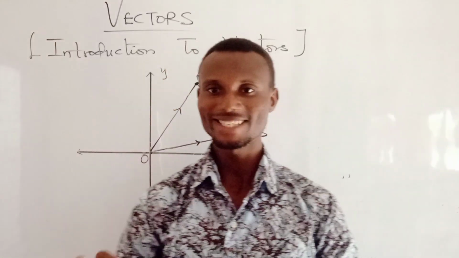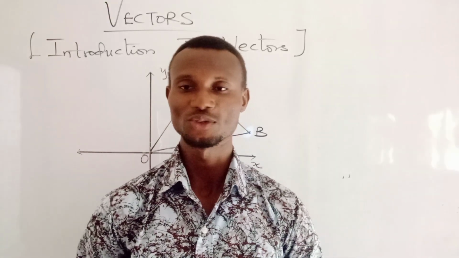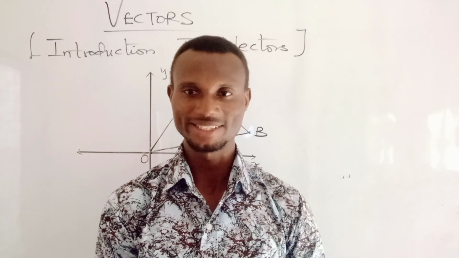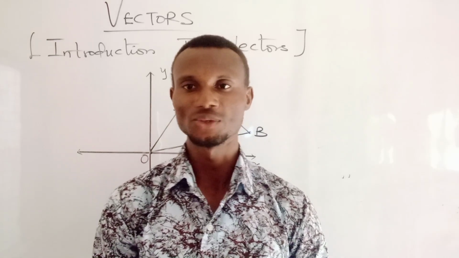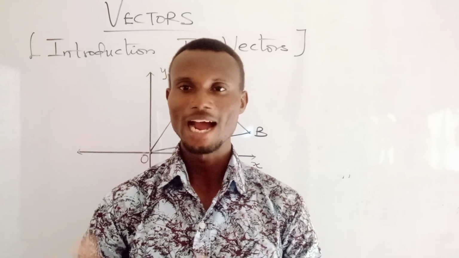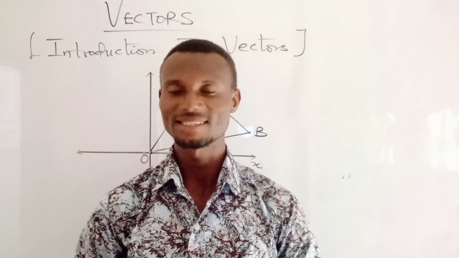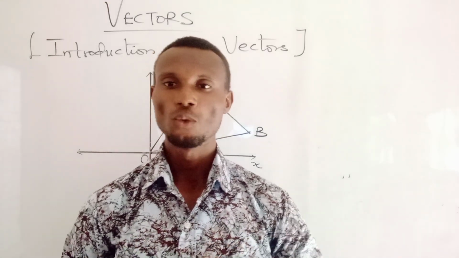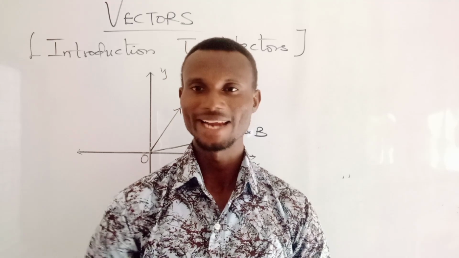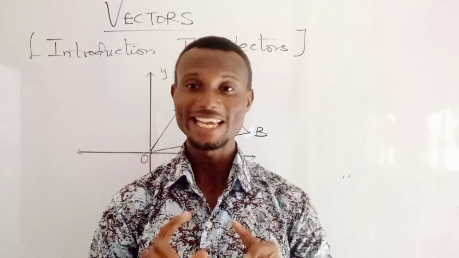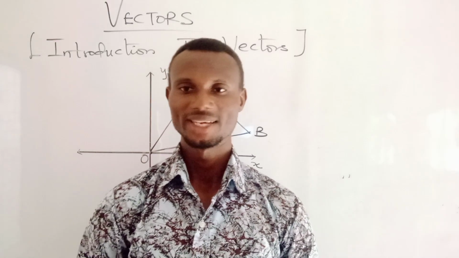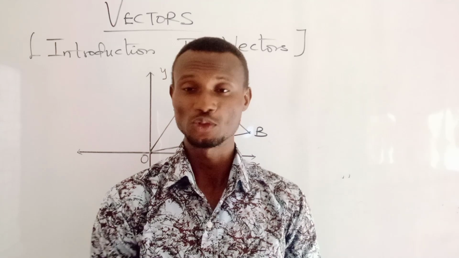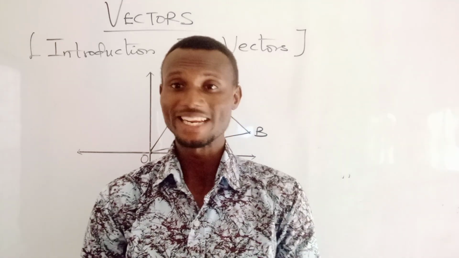Now, let's start with the definition of a vector. In simple terms, a vector is any quantity which has both magnitude and direction. I'm going to repeat it one more time. In simple terms, a vector is any quantity which has magnitude and direction. So the key words here are magnitude and direction. We are supposed to know what magnitude is and also what direction is when we speak of vectors.